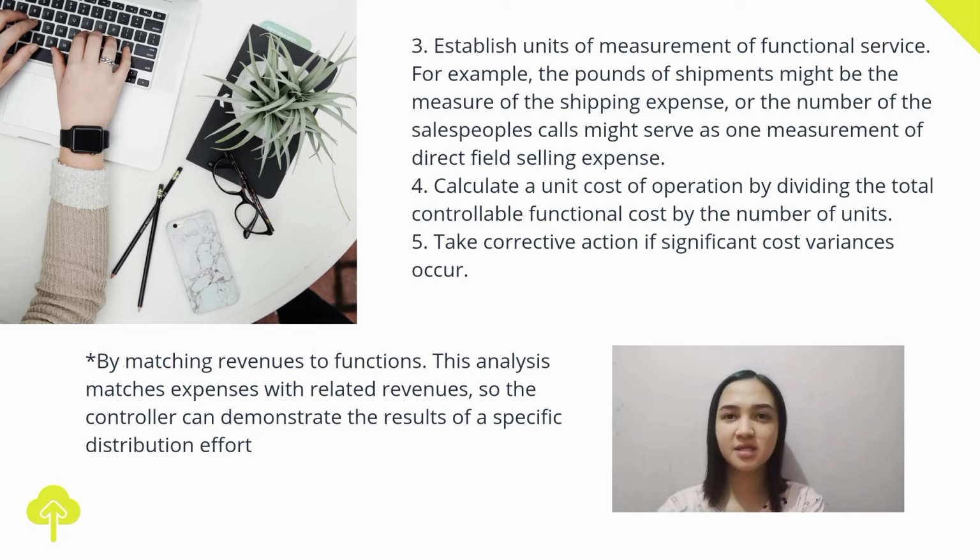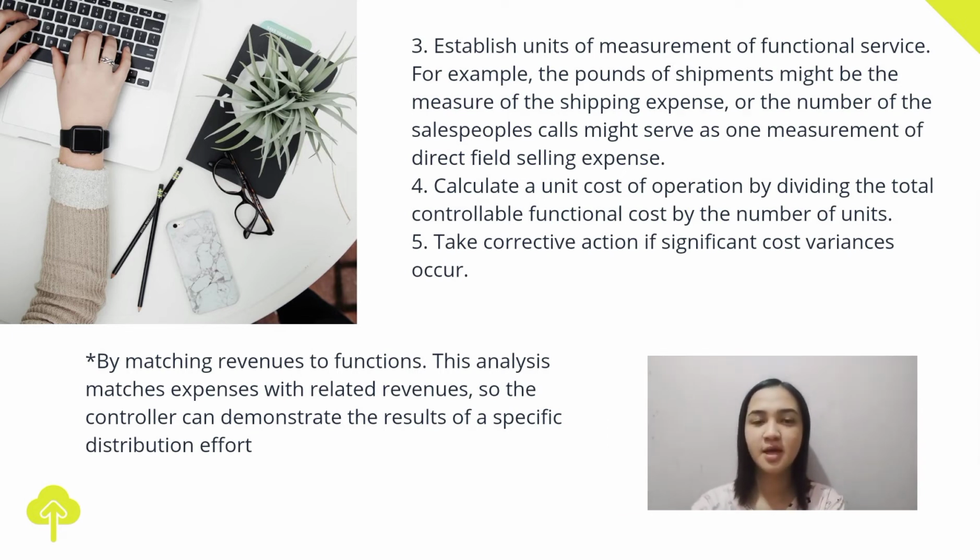This analysis matches expenses with related revenues, so the controller can demonstrate the results of a specific distribution effort. The controller would be wise to spend a considerable amount of time dividing the indirect costs into smaller pieces and using different allocation bases to allocate the costs in a logical manner among the cost objects. The sales manager can more effectively manage the sales function with this information.